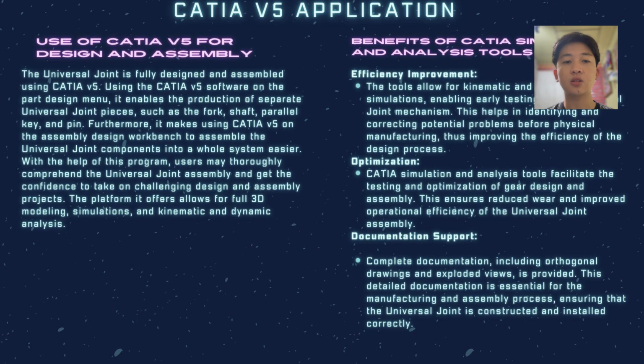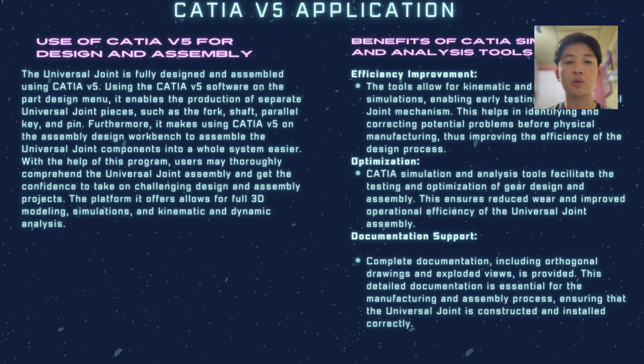The second one is optimization. The Catia simulation and analysis tool facilitates the testing and optimization of gear design and assembly. This ensures reduced wear and improves operational efficiency of the universal joint assembly.